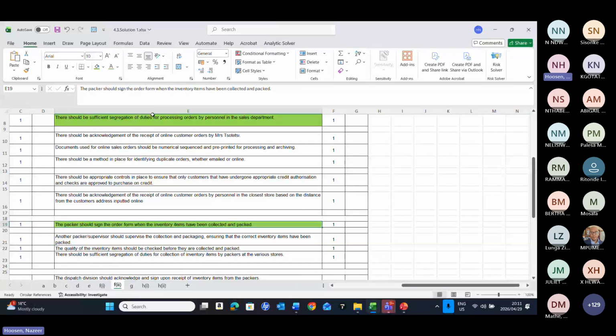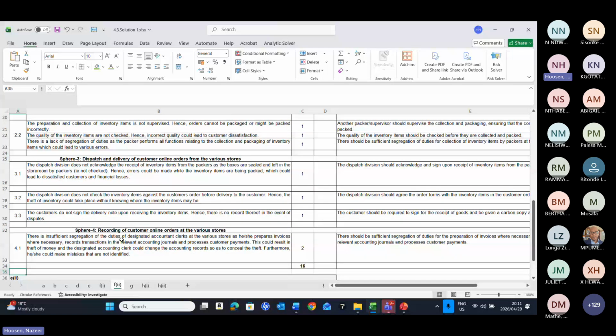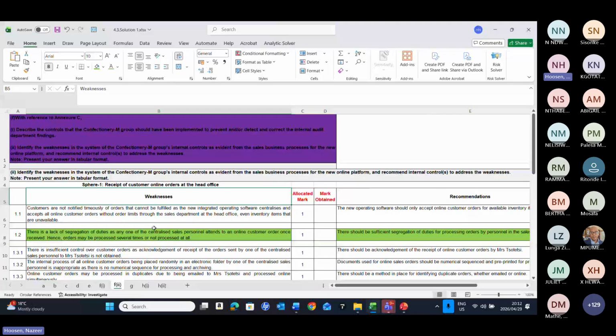Segregation of duties features more than once. If there's no segregation, there should be segregation. If there's no approval, there should be approval. If there's no signatory access, approval rather, there should be that in place. Customers do not sign the delivery orders. What do you think the answer should be? Customers should sign the required orders for delivery. So when you get weaknesses and recommendations, it's really easy, once you identify a weakness, to generate a recommendation as such.